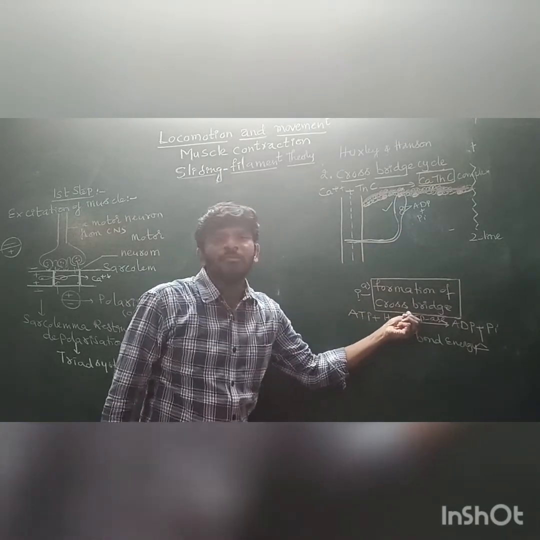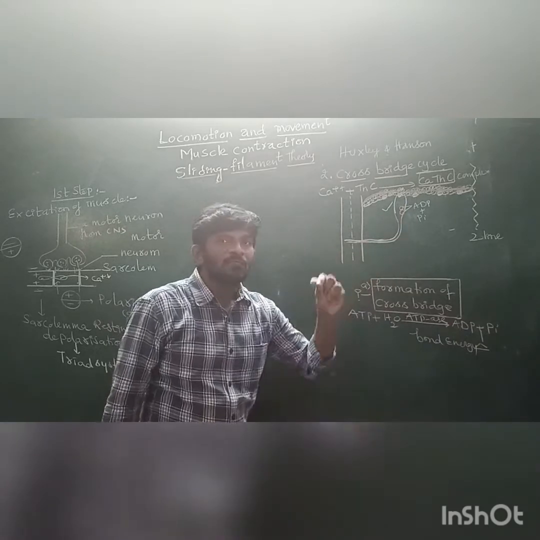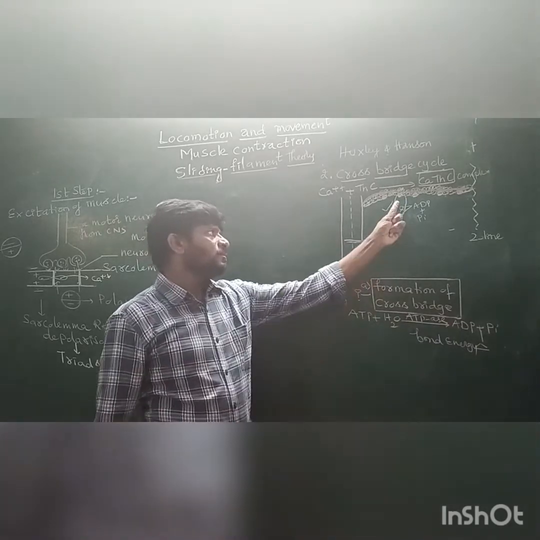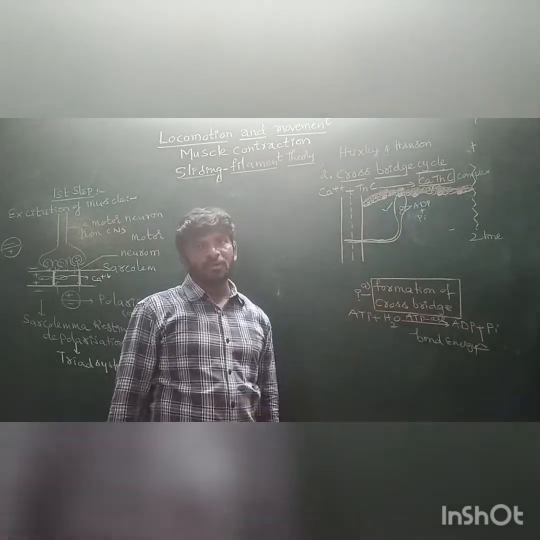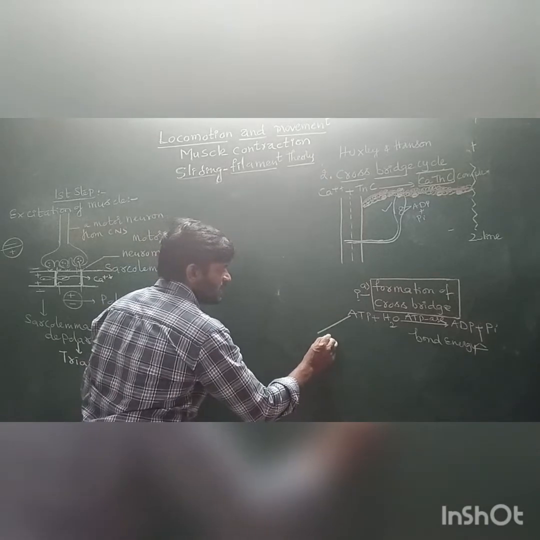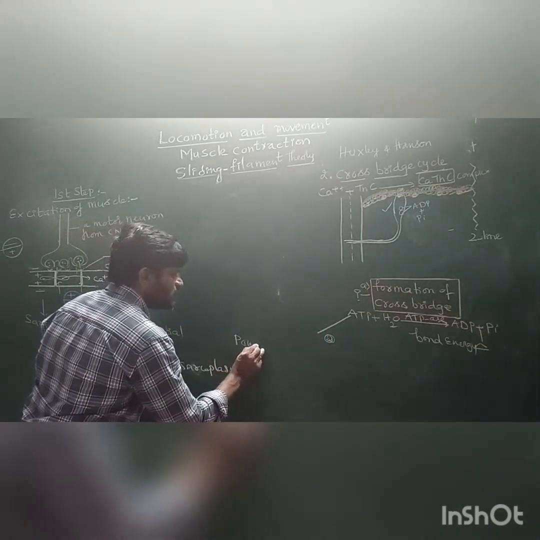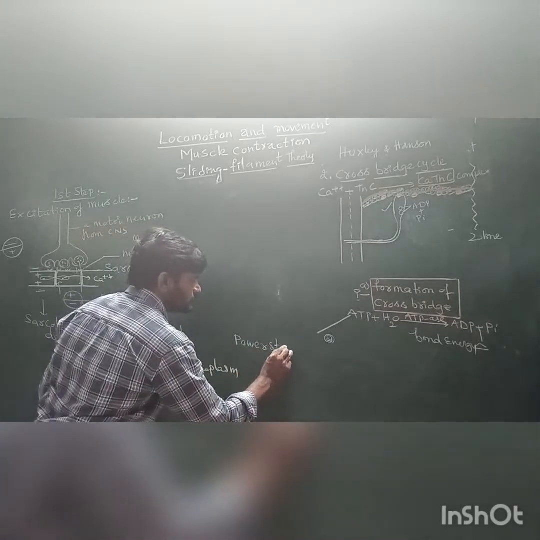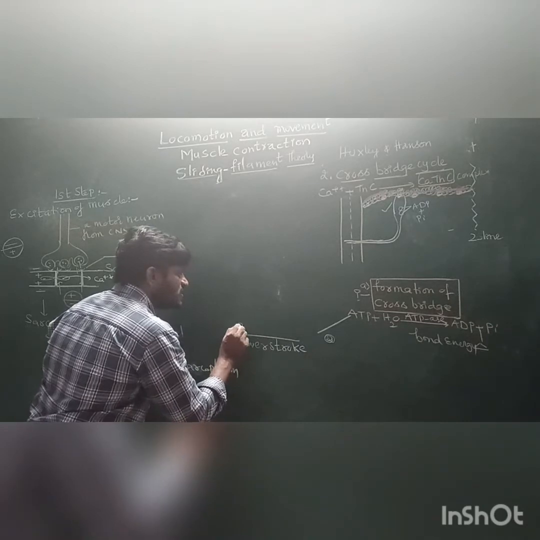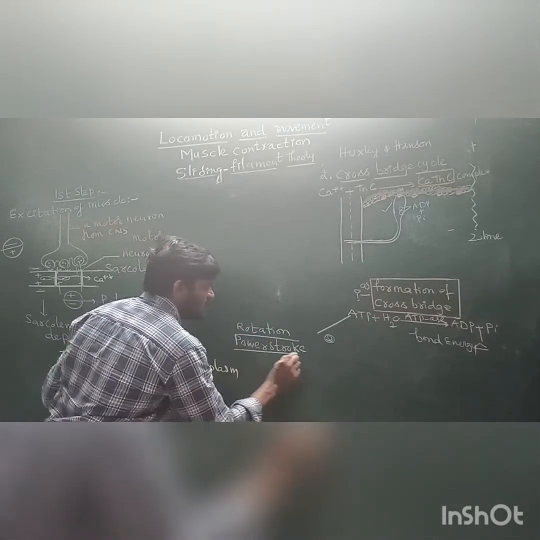In rotation, the head binds to the active site of the actin. This is the cross bridge, and the heads are rotating towards the H zone in such a way that the thin filaments are pulled. Thin filaments are entering into the H zone. This is the meaning of rotation. Rotation means the head is rotating towards the H zone, and this stroke is called the power stroke because muscle contraction occurs in the power stroke.